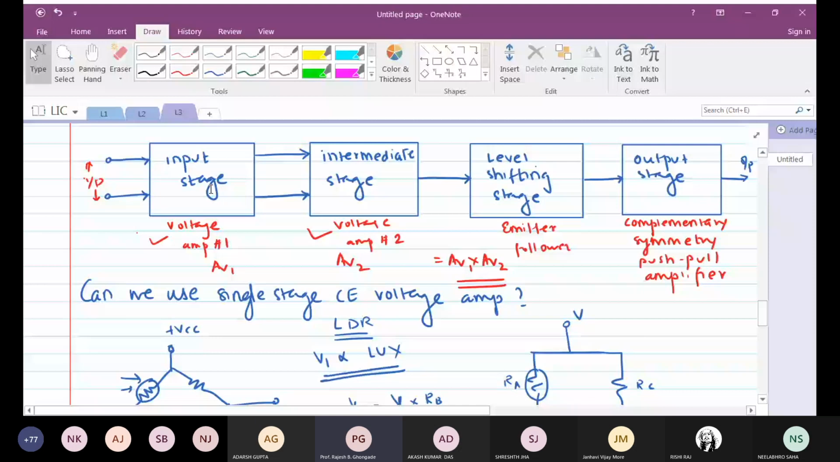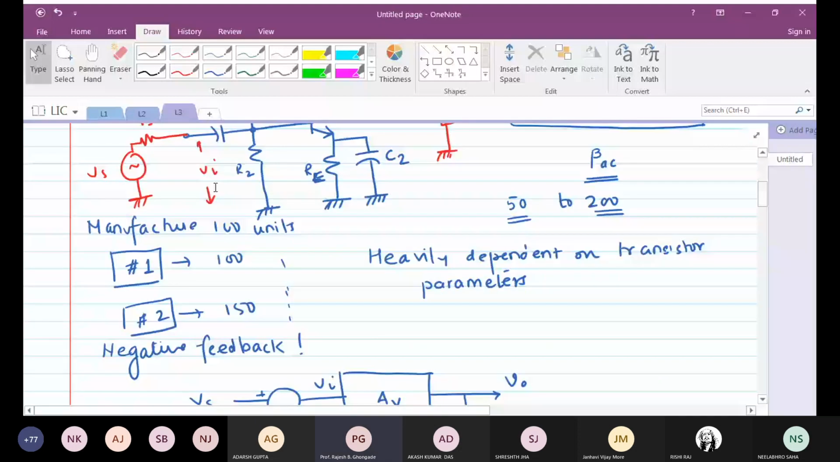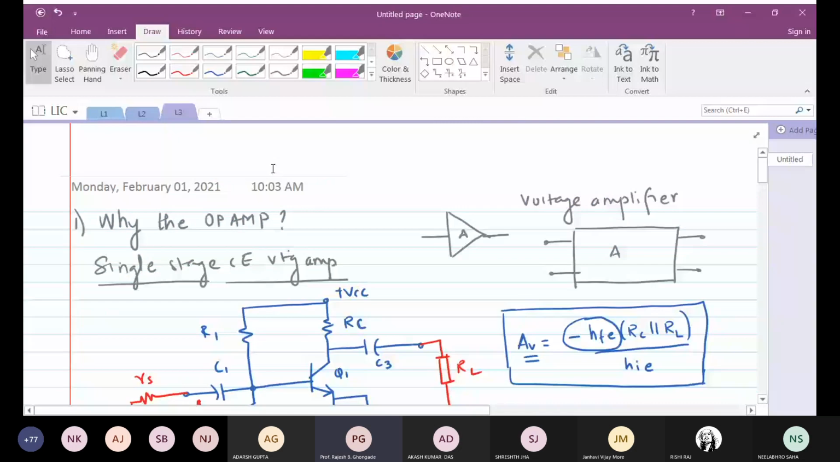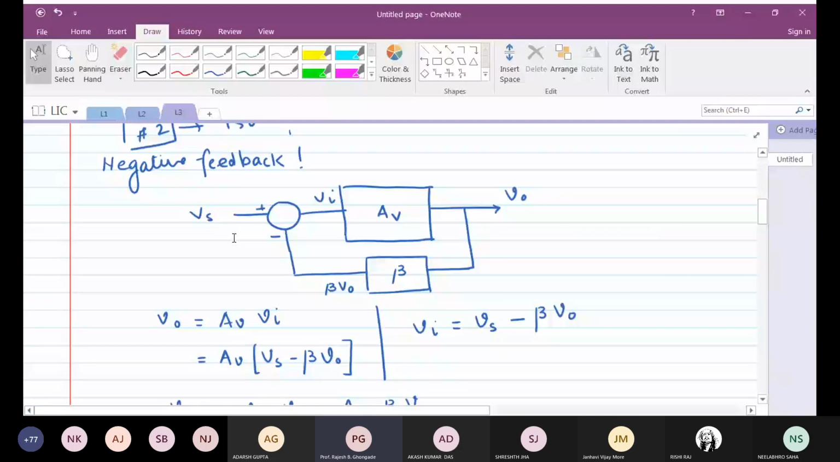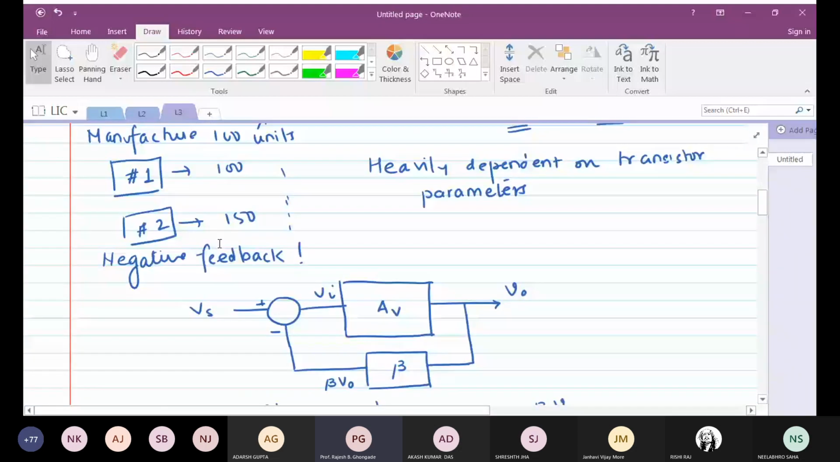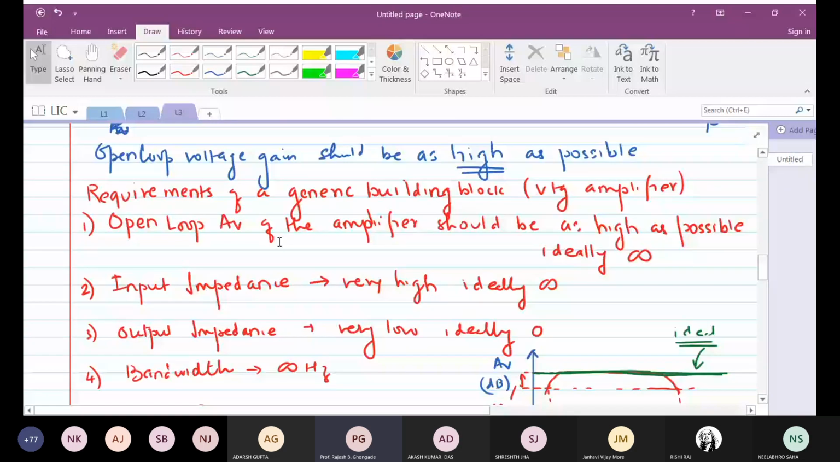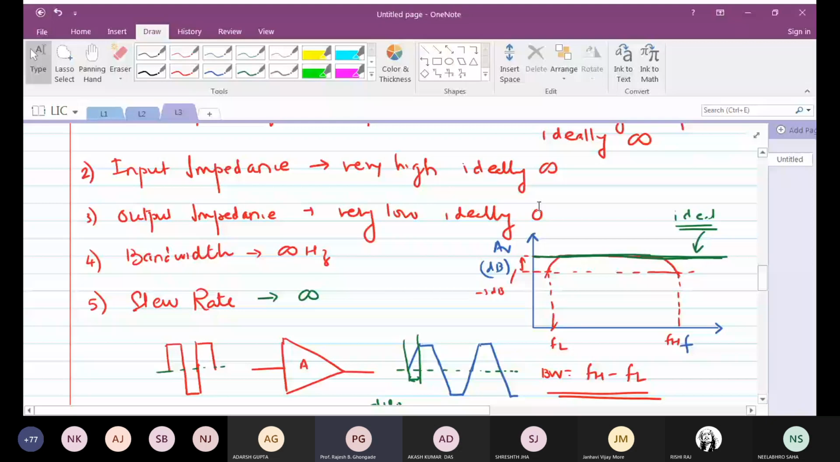So we'll do that tomorrow. Okay? So just to sum up what we have seen today. We started with saying that the open loop voltage gain of such an amplifier, which we will be calling operational amplifier, should ideally be infinite, input impedance should be infinite ideally, output impedance should be ideally 0, bandwidth should be infinite, and slew rate also should be infinite.